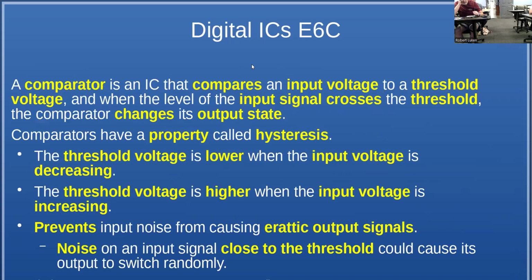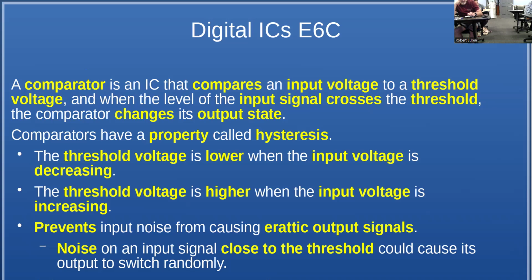A comparator. This is kind of an analog and digital device. It takes an analog input and creates a digital output. So it will have a threshold voltage, and when the input voltage exceeds that threshold voltage, its output will change, either from a 1 to a 0 or 0 to a 1, depending on how it's configured.